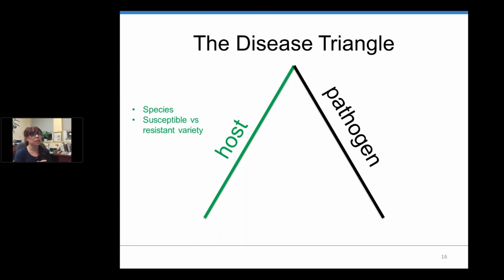The next important factor is the pathogen itself. So again, what specific pathogens are present in the specific area in which you're trying to grow your plant? How much of that pathogen is there? Is there one spore that just happened to blow up on the wind?